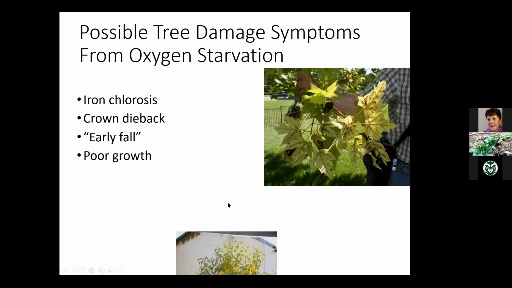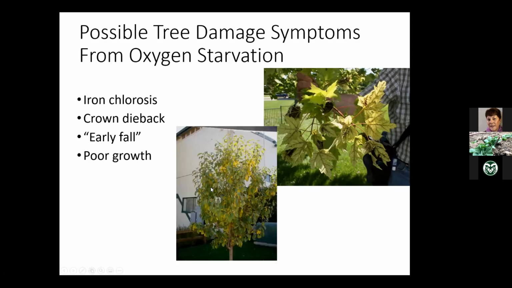And this can also be an example of early fall color. This looks like a Callery pear or one of the ornamental pears. And so you can see that the tree's turning yellow, but it's not quite the right time for it yet.